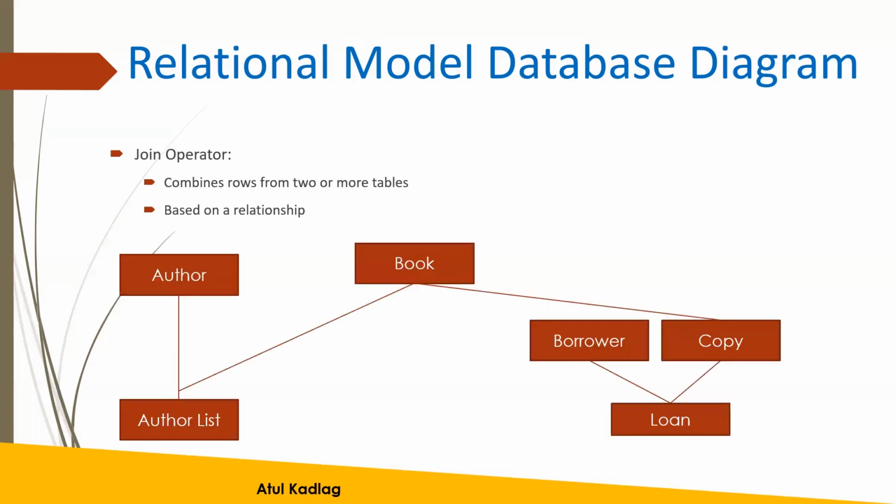We have a library example, a simple diagram which has author list, book, and other tables, and these tables are related to each other. Every table needs to interact with the other tables. That is something we need to understand, and this is as per business requirement. For that, we need to make sure the joins between them are in a proper condition or proper way.